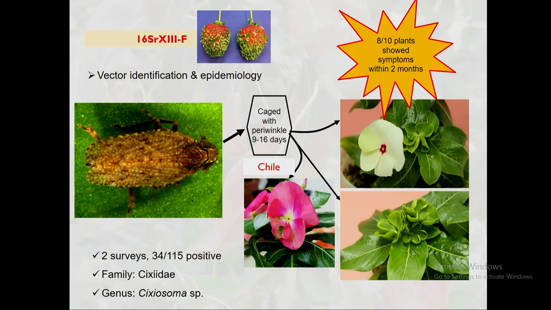A first transmission trial on periwinkle with this insect induced the appearance of phyllody in periwinkle plants. The problem now, generally in South America, is the identification of the insect vector, because we have a lot of individuals that we found in the field that we can classify at the level of genera, but not at the level of species. And 99% of them are probably new species that will be classified soon. We are working on this.